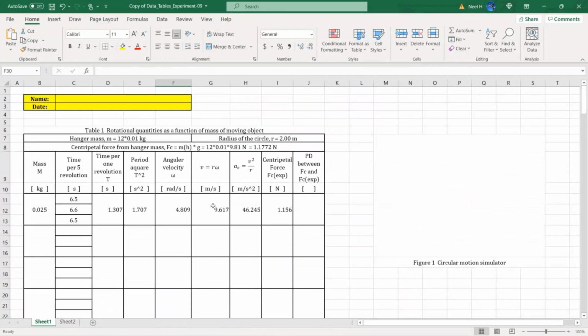Because the hanger mass is providing that, the hanger mass provides 1.1772. I have about 1.156. That looks good, close by, but the error margin is a little bit higher there. The reason the error is there is because of just this observation.